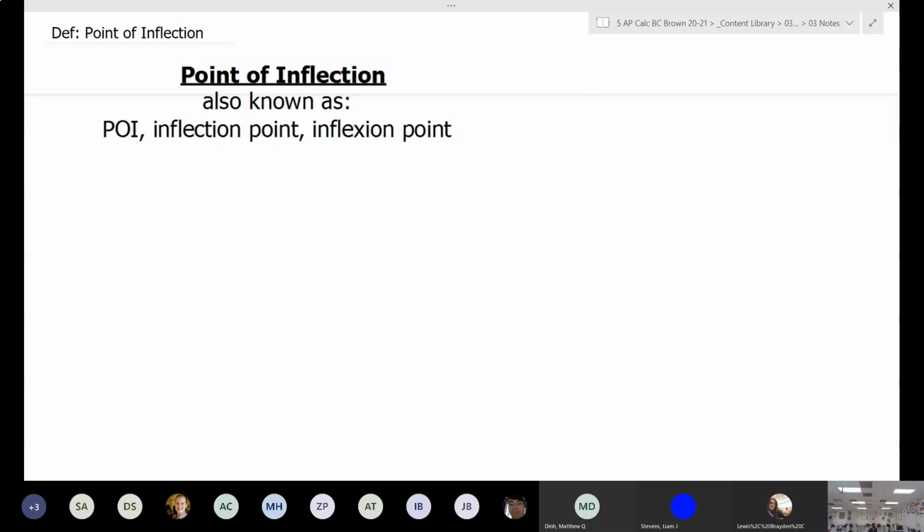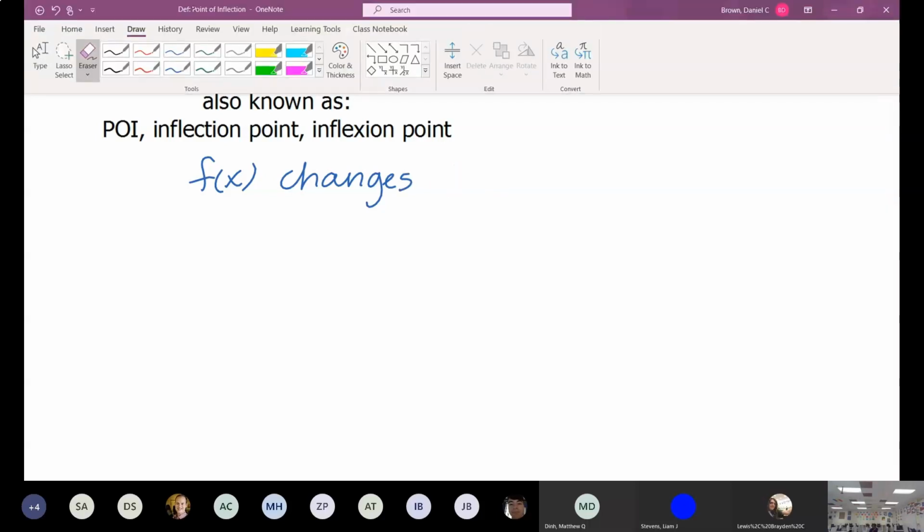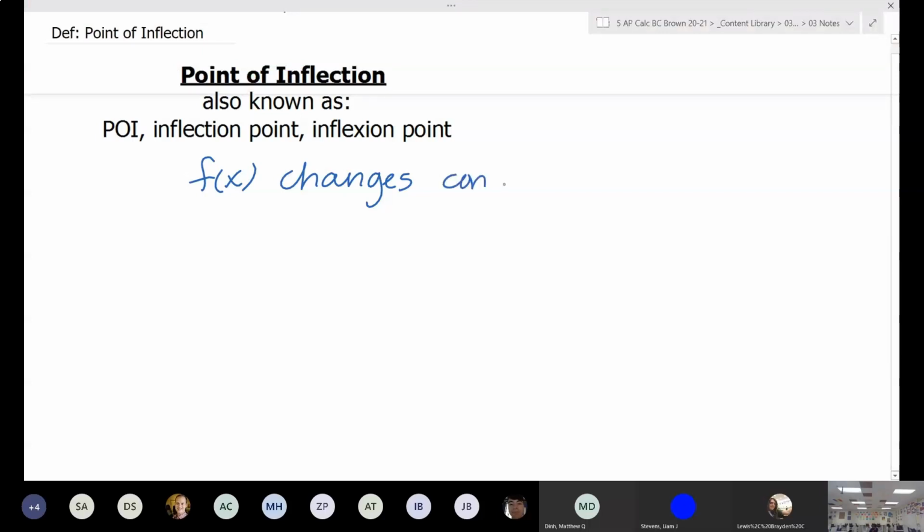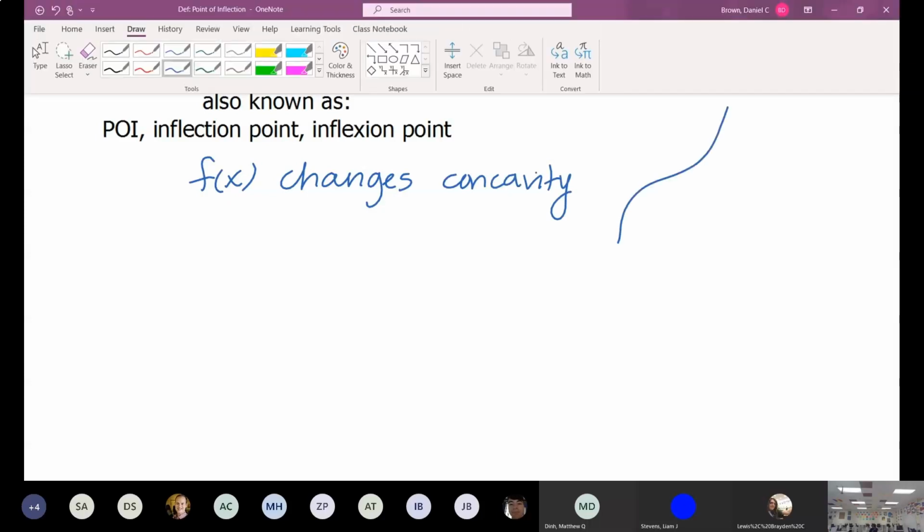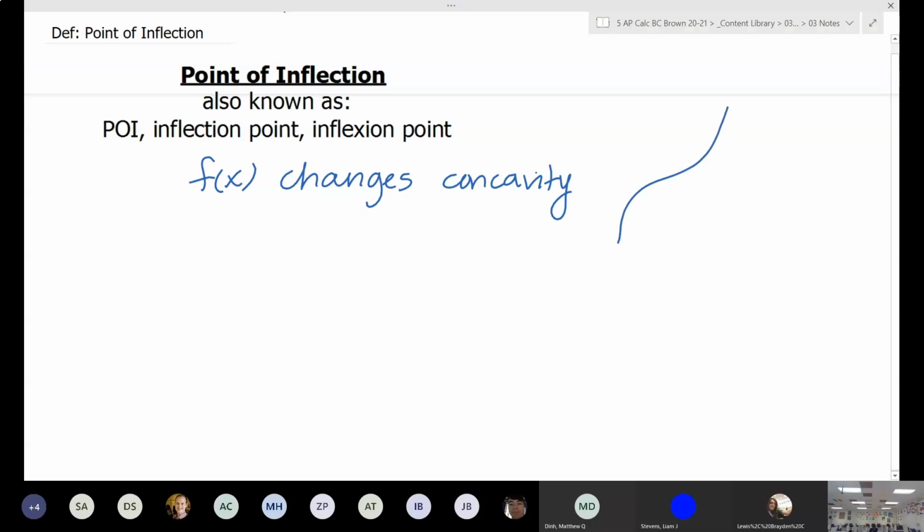The way I think about a point of inflection is it is the place on the graph where f of x changes concavity. When we're talking about where it changes concavity, it's where it changes from concave up to concave down. An easy way to imagine this is the classic parent function of a cubic graph. You can see there is some coordinate on the graph that represents the point of inflection.